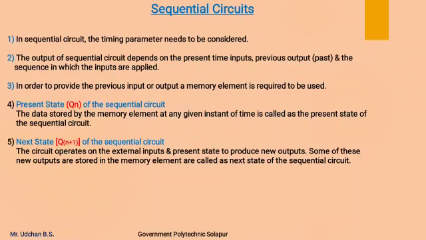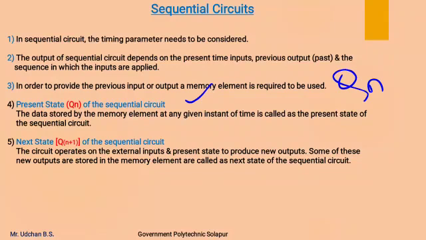So there are two terms, present state and the next state of the sequential circuit. Present states are represented by Qn. The data stored by the memory element at any given instant of time is called the present state of the sequential circuit. Means this is the state of the output of sequential circuit before applying any inputs to the circuit.